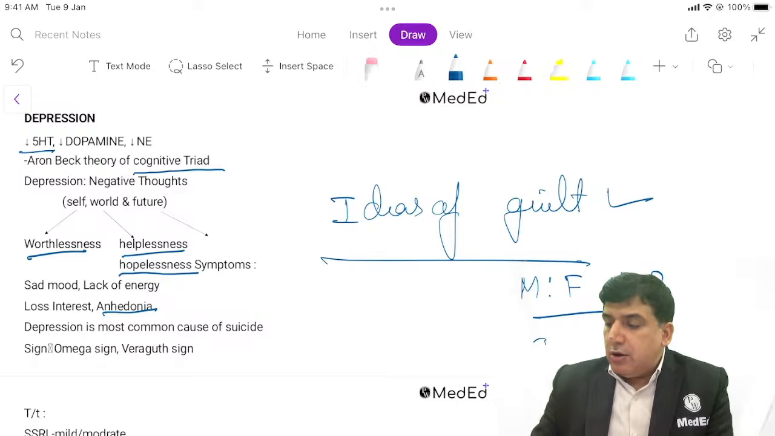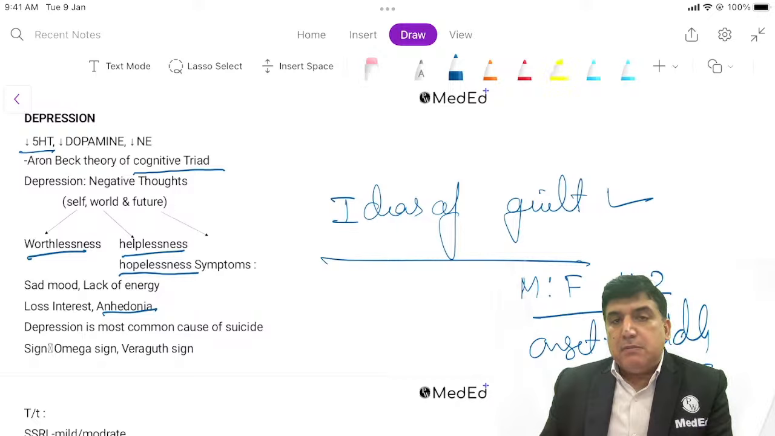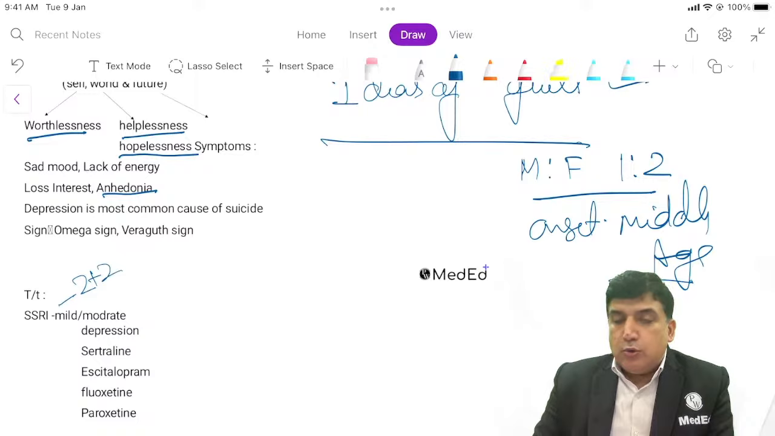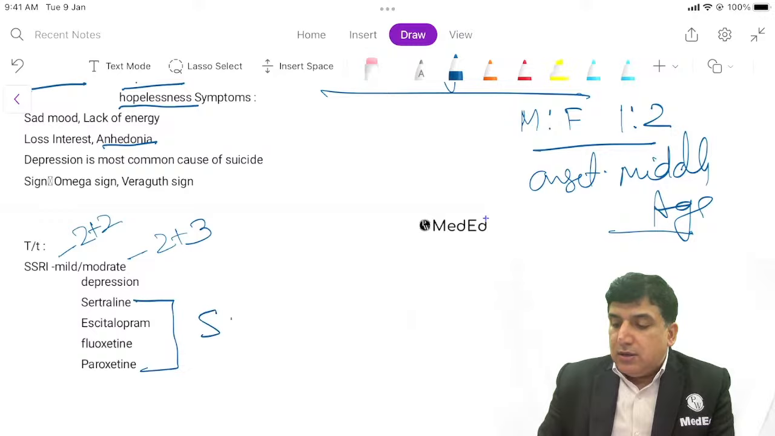Okay, onset of depression is middle age. Okay, we divide depression into mild, moderate, and severe. We have three major criteria, and we have 7-8 minor criteria. Among these, mild depression we say 2+2, 2 major criteria and 2 minor. Moderate we say 2 major and 3 minor, and severe we say 3 major and 4 minor. Okay, for mild to moderate depression, usually we use what? The SSRIs, like sertraline, escitalopram, fluoxetine, paroxetine.